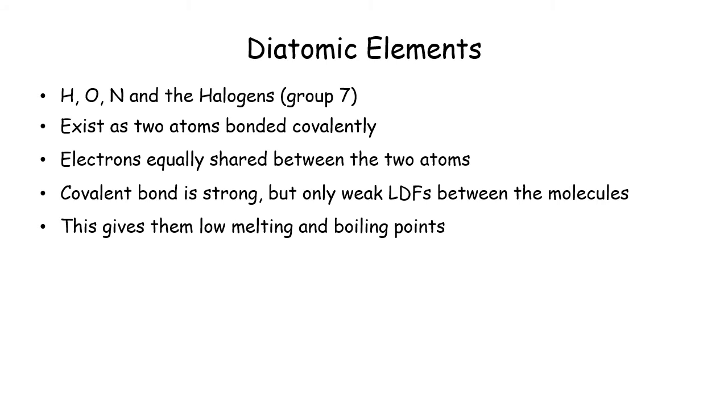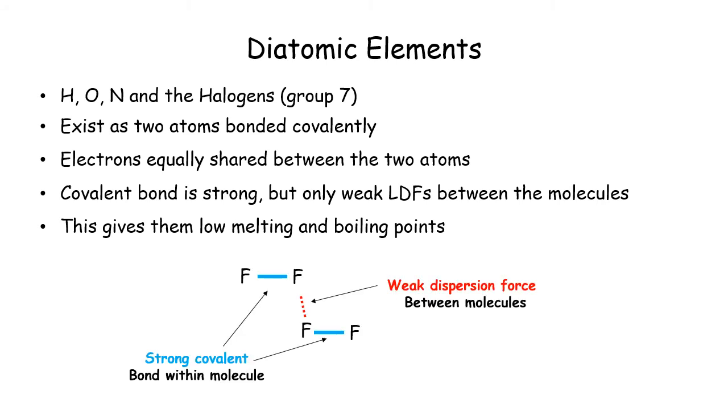This is what gives them low melting and boiling points. So for example, here we have got fluorine. Now each fluorine molecule has two fluorine atoms in it, and they're held together with a really strong covalent bond shown in blue. However, those two molecules still have a force of attraction between the two of them, but it's a weak intermolecular, so between molecules, force, and it's a London dispersion force.